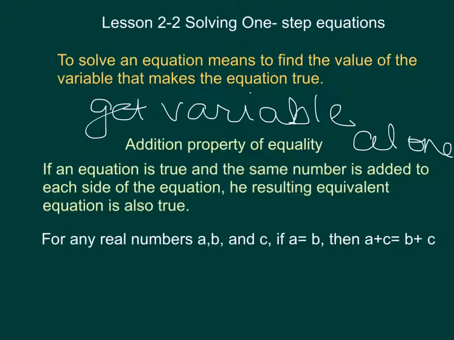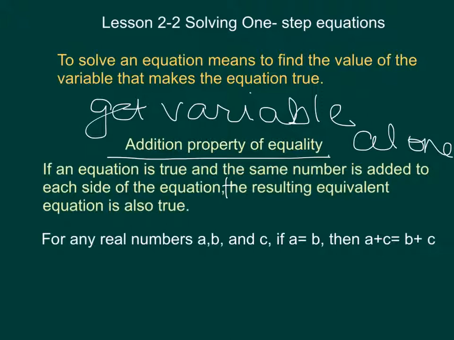So we're going to look at the addition property of equality. If an equation is true and the same number is added to each side of the equation, the resulting equivalent equation is also true. That should be the word "the." For any real numbers a, b, and c, if a equals b, then a plus c equals b plus c.